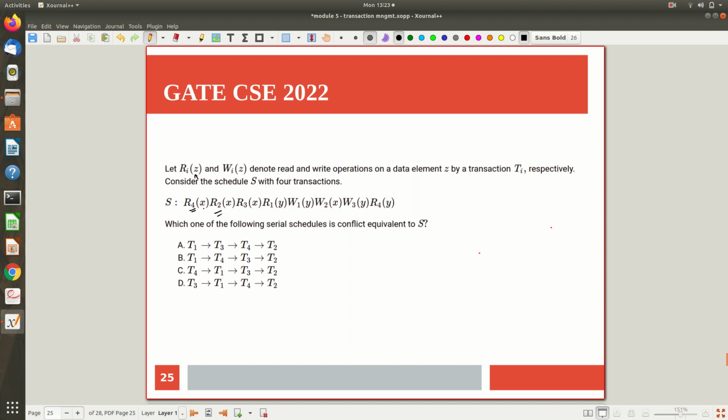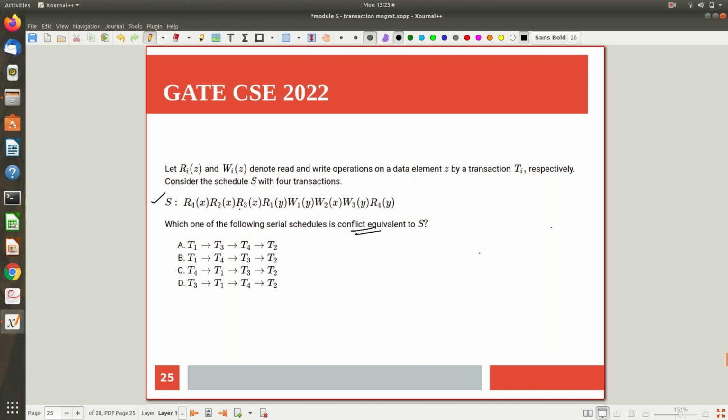Okay, here it is data item X read by transaction number 4. Here it means data item X is read by transaction number 2. After that, data item X is read by transaction number 3 also, like that. Then operations keep coming like that, and you are supposed to consider this particular schedule of 4 transactions. So this is given, and which of the following serial schedules is conflict equivalent to the given schedule?